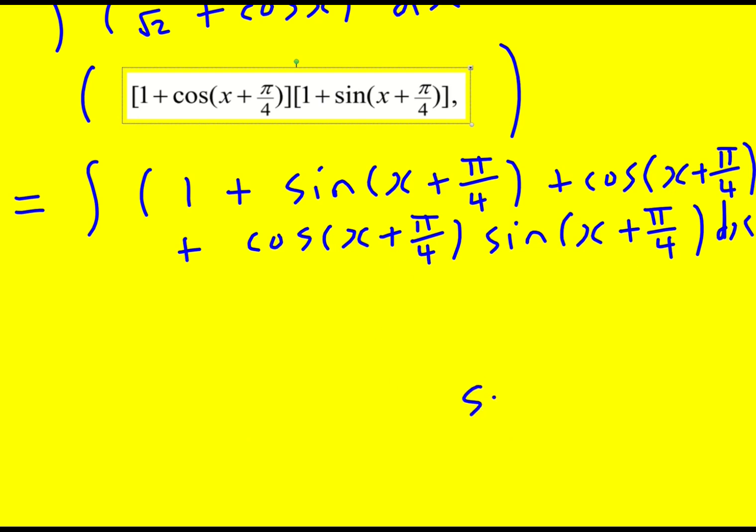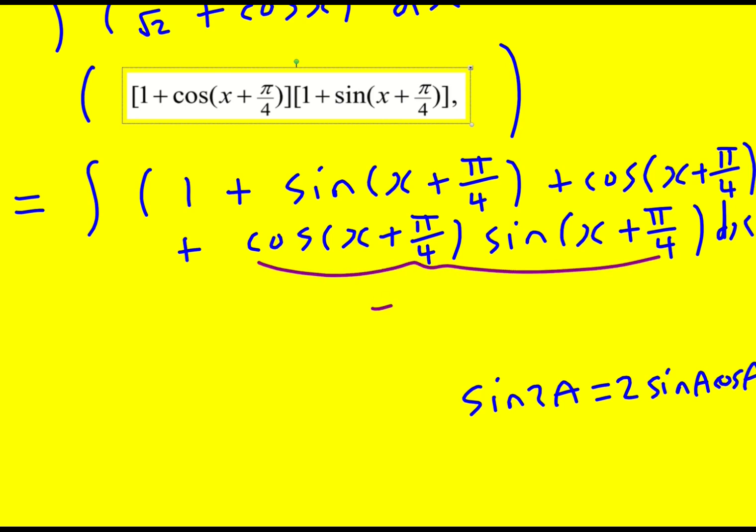But remember, we have that sine 2a is equal to 2 sine a cos a, and therefore this term here, I could divide by 2 to give this, and therefore if my a is x plus pi over 4, this is going to equal a half sine 2x plus pi over 2. I've just doubled both.